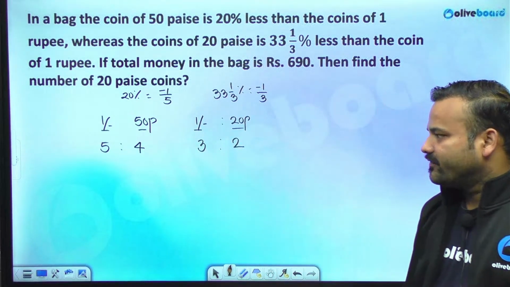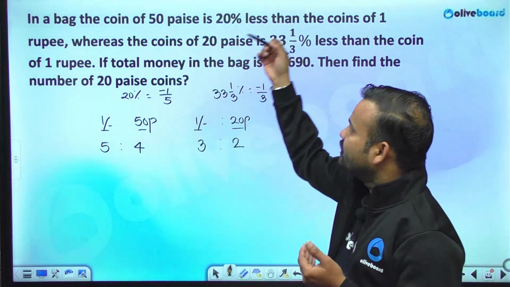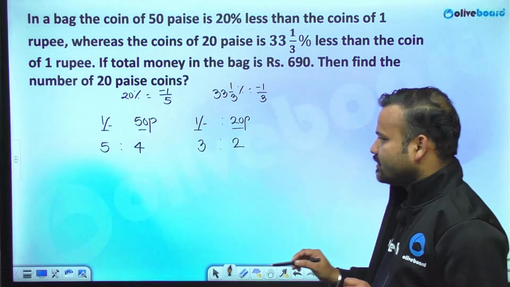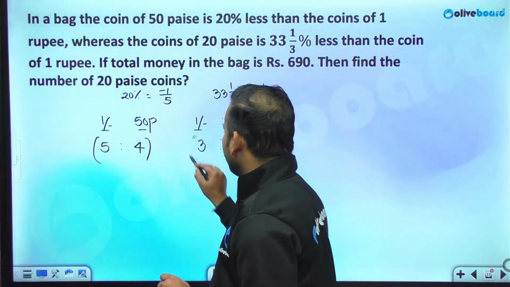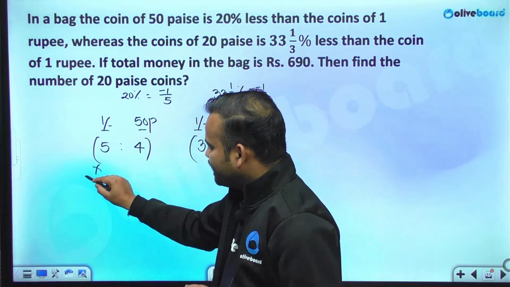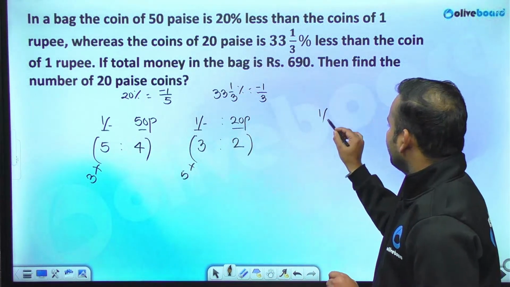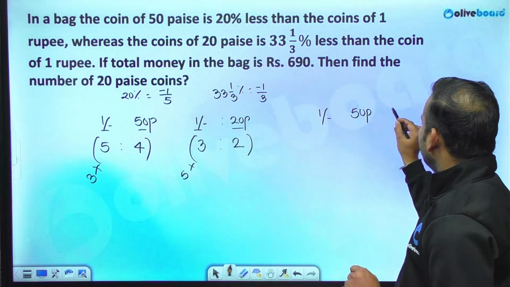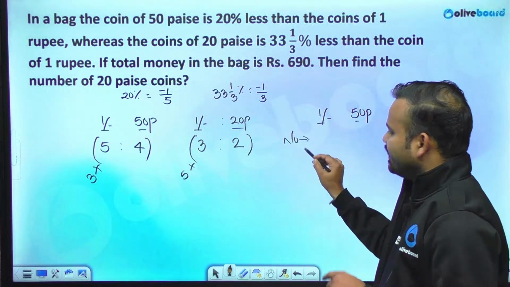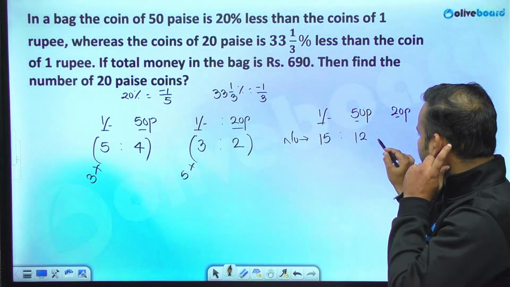The ratio between 1 rupee coins and 50 paisa coins is 5 to 4, because the 50 paisa coins are 1/5 less, and the 20 paisa coins are 1/3 less. So the number for 1 rupee should be the same on both sides. So I'm multiplying this by 3 and this by 5, making it equal. So basically the ratio of the numbers of coins of 1 rupee, 50 paisa and 20 paisa will be 15, then 12 and then 10.